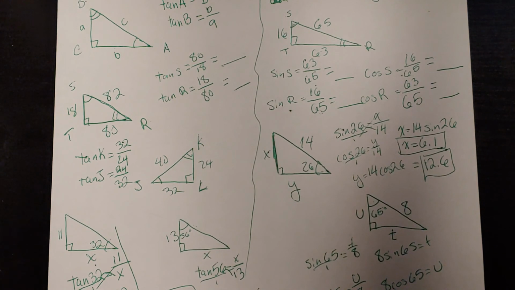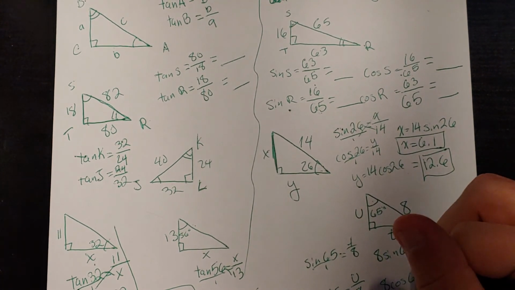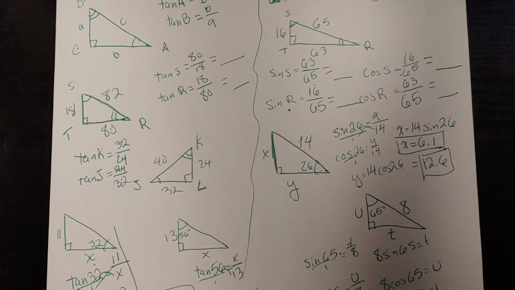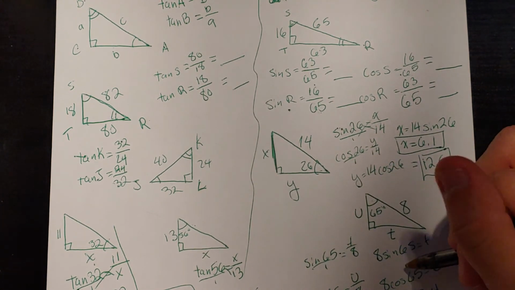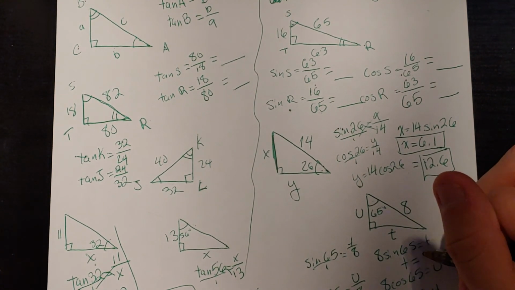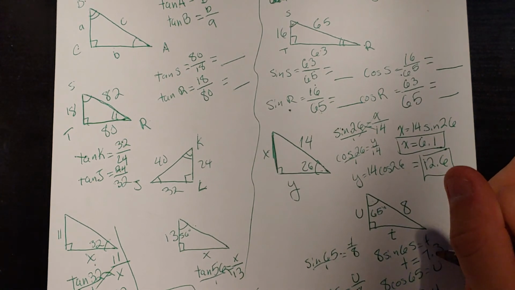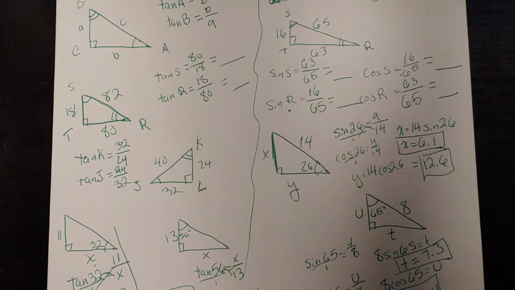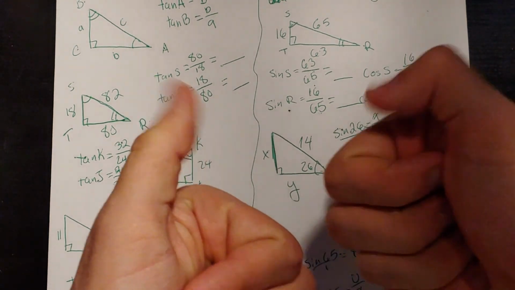If I plug all those lovely numbers in, I'm going to do cosine first, actually. I get 3.4. Once I plug in sine instead, t is going to equal 7.3. And that is it. We are good to go, and so are you.